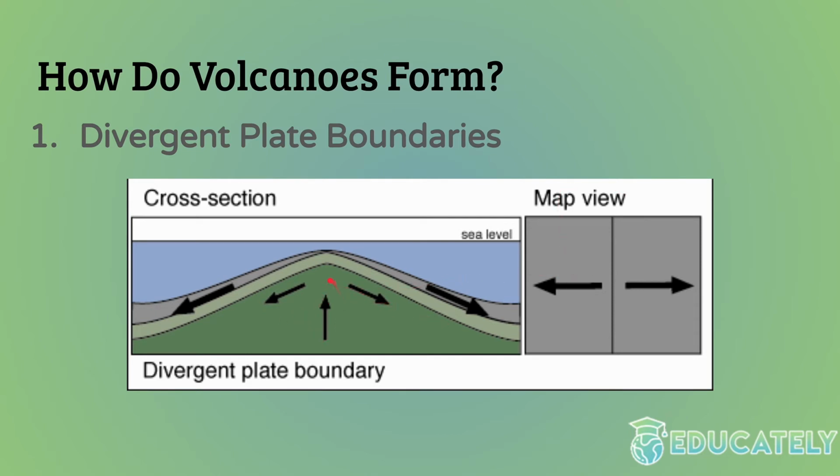And what this up arrow right here suggests is that magma from inside the Earth has more room to just seep through and escape the Earth. And in that sense, that's how one way volcanoes will form.